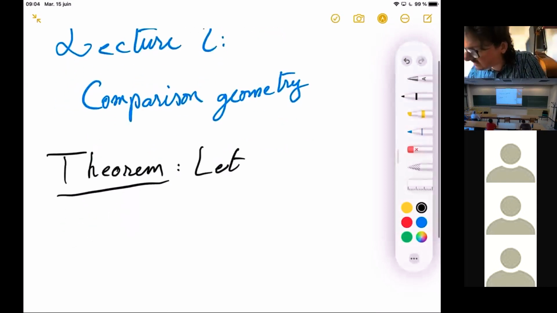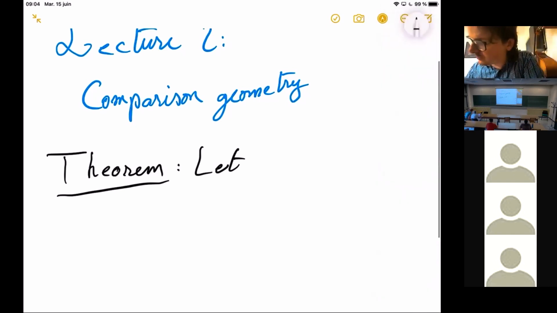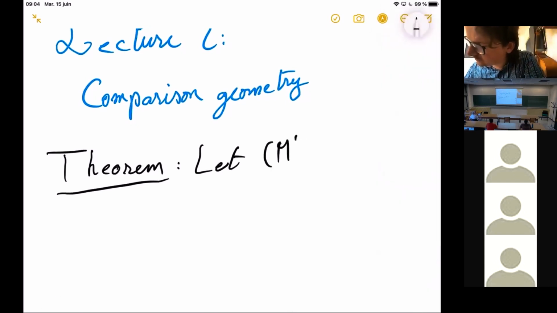Basically the idea is to compare a manifold with usually one-sided curvature bound with the model spaces of constant curvature. And Gerard introduced the model spaces yesterday. Took some time on the sphere and the hyperbolic space. We will just do a comparison with Euclidean space, but all these theorems have counterparts when one works with a non-zero curvature bound.